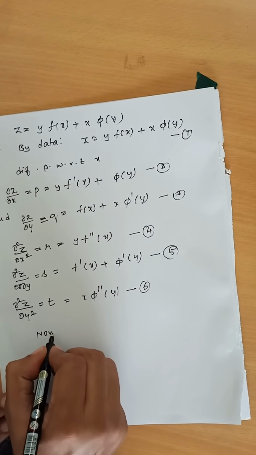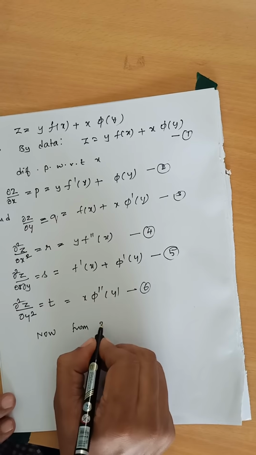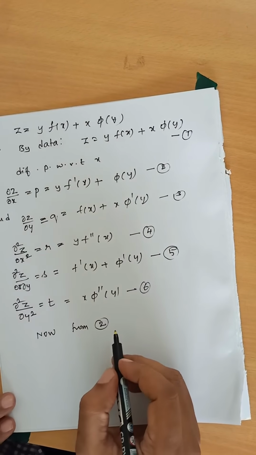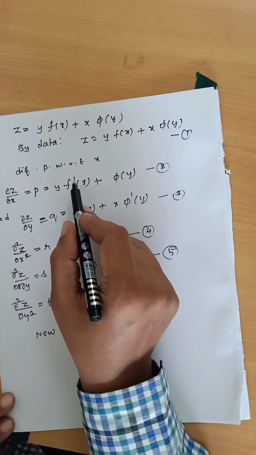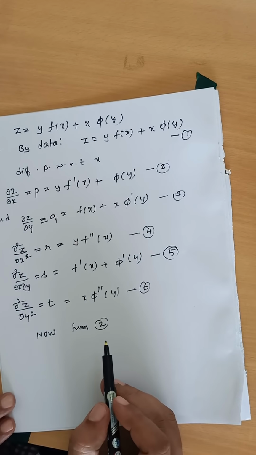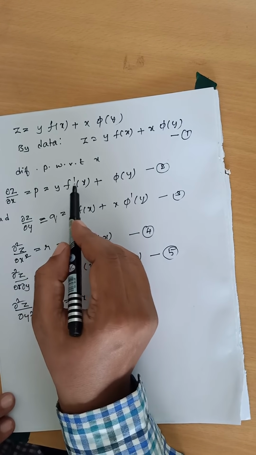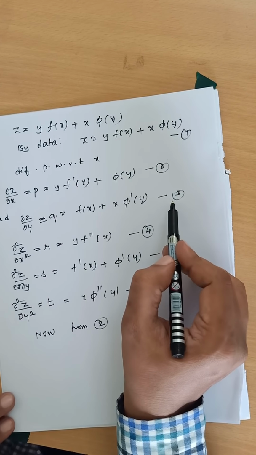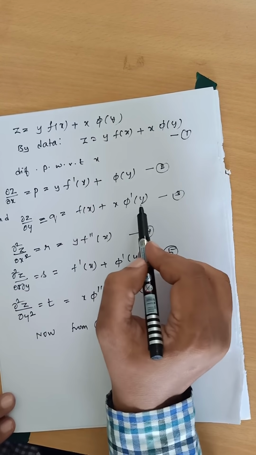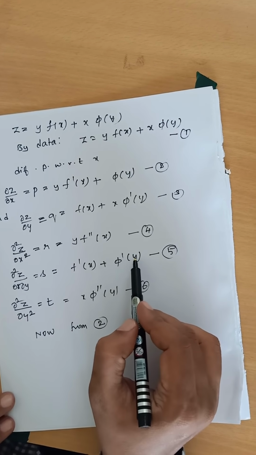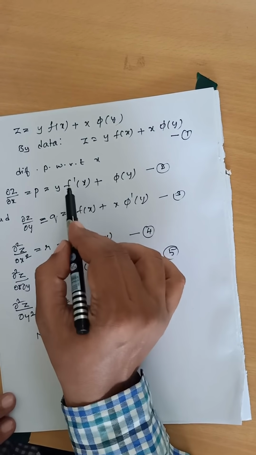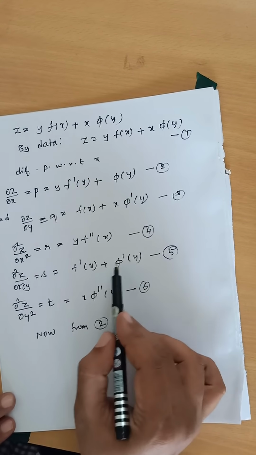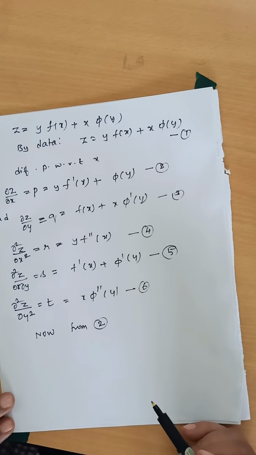Now from equation number 2, shall I extract f dash of x from this equation? Because here we have f dash of x. From equation 3 we extract φ dash of y, because here φ dash of y is there. After extracting f dash of x from 2 and φ dash of y from 3, you can substitute into here to get the required result.